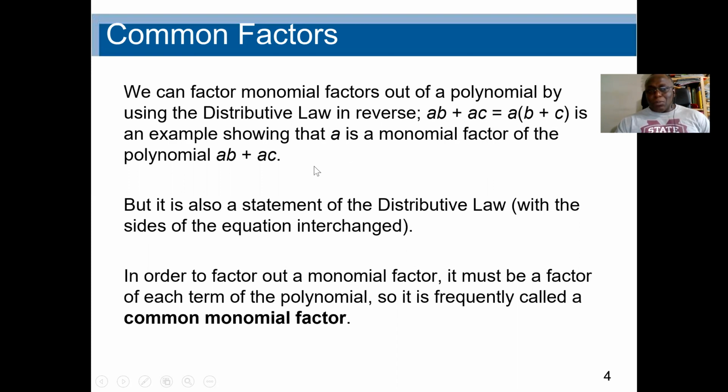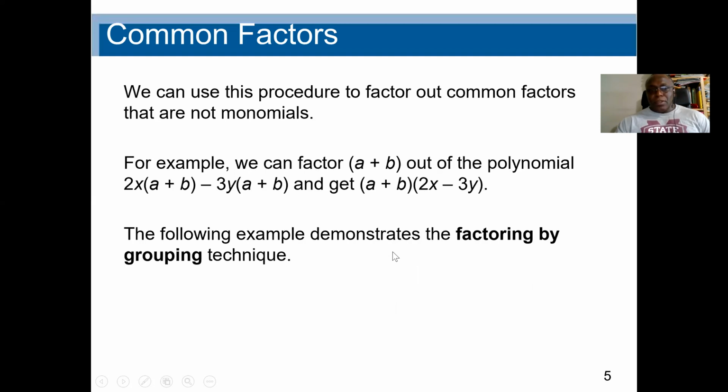So this is an example showing that A is a monomial factor of the polynomial AB plus AC. And normally we call this a common factor. Why is it called a common factor? Because we have two terms here and the common factor is A among the two terms. So let's try another example here.